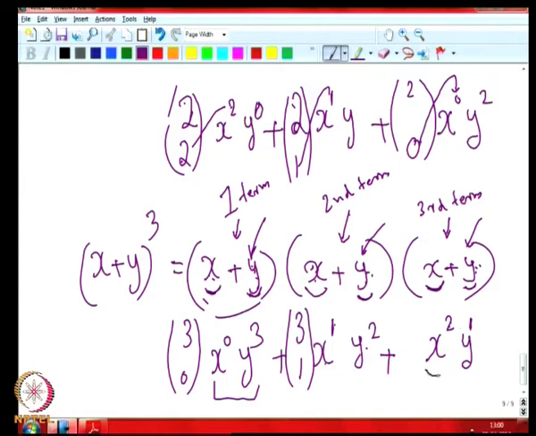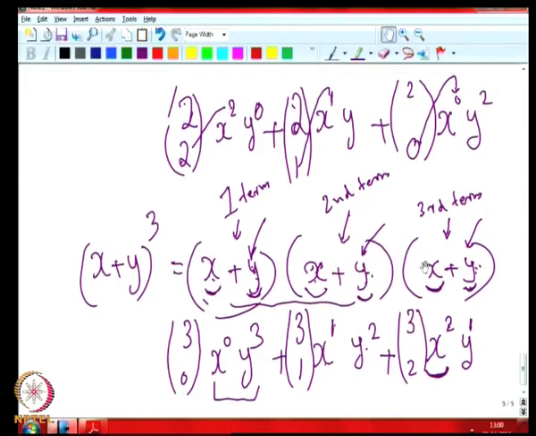And the question is, which all terms are contributing x? 2 terms have to contribute x. How do we select those 2 terms from the possible 3 terms? 3 choose 2 is the number of possible ways. You could take the first 2 to contribute x and the third to contribute y, or you could select the first and third to contribute x and the second to contribute y, or you could have selected the last two to contribute x and the first to contribute y, right. 3 choose 2 is equal to 3 possible ways.